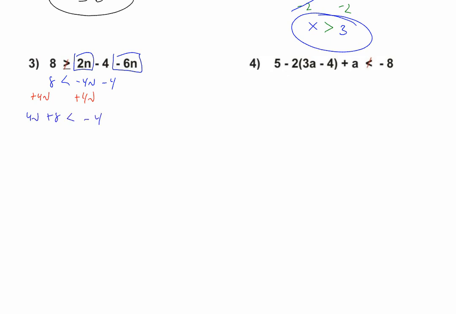All right, now I'm going to move the 8 by adding a negative 8 to both sides. I got 4n less than negative 12. I'm going to do the shortcut, divide both sides by 4, and I get n less than negative 3, which is the same answer as negative 3 greater than n, but you have to be careful to know what that means. So n less than negative 3 is the same as negative 3 greater than n.